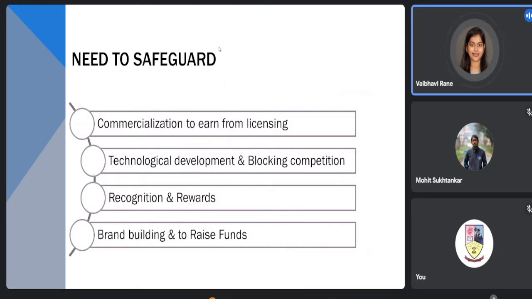The second is technological developments and blocking competition. Now, this is true in case of your patent. Now, when you're starting your startup, okay, in your startup, you would have some kind of product that you're manufacturing.